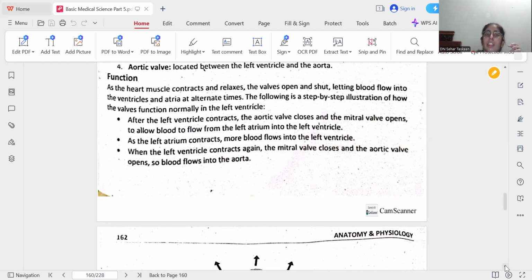As the left atrium contracts, more blood flows into the left ventricle. When the left ventricle contracts again, the mitral valve closes and the aortic valve opens, so blood flows into the aorta.